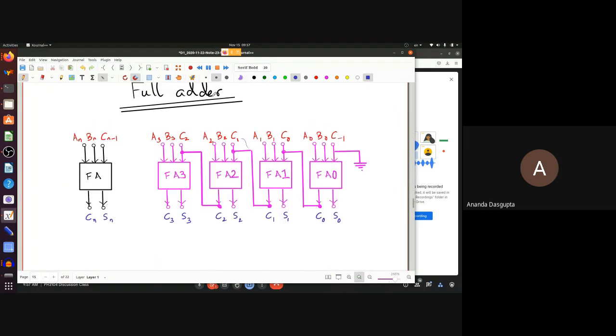So a full adder block is simply this: an, bn, cn minus 1. These are the 3 inputs. An and bn are the 2 input bits from the numbers to be added, the addends. So these are bits from the addends. Cn minus 1 is the carry from the previous step. That's why it's written n minus 1. So it comes from one step earlier.